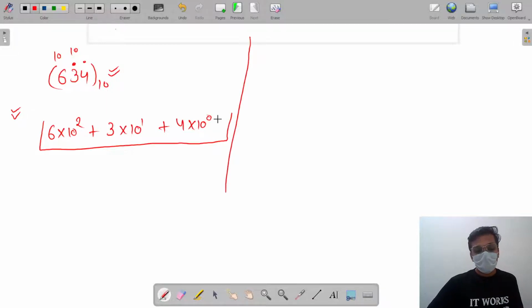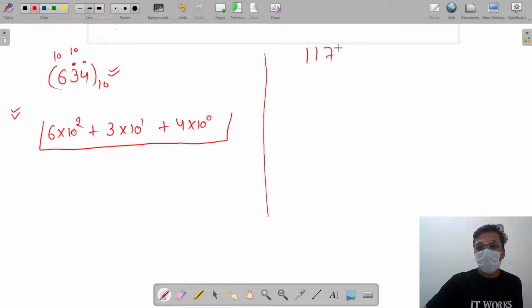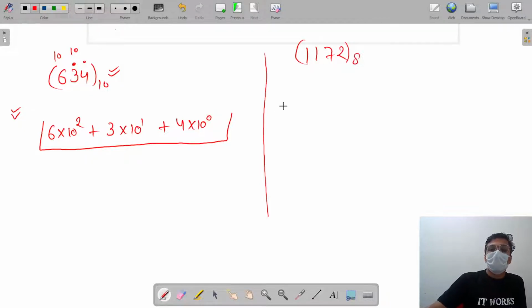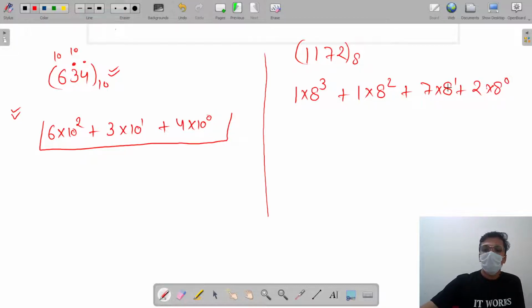Now if the same number is converted into octal, its place value can be written as 1 into 8 raised to the power 3, plus 1 into 8 raised to the power 2, plus 7 into 8 raised to the power 1, plus 2 into 8 raised to the power 0. That is how our place value for this number can be written.